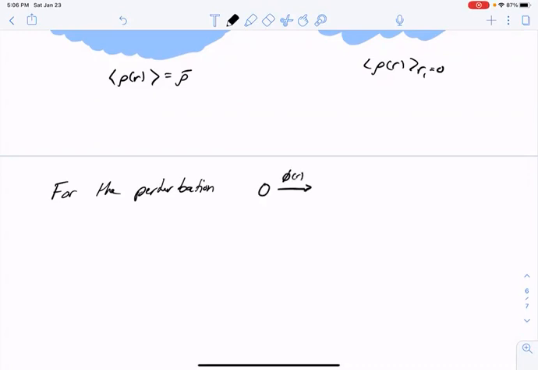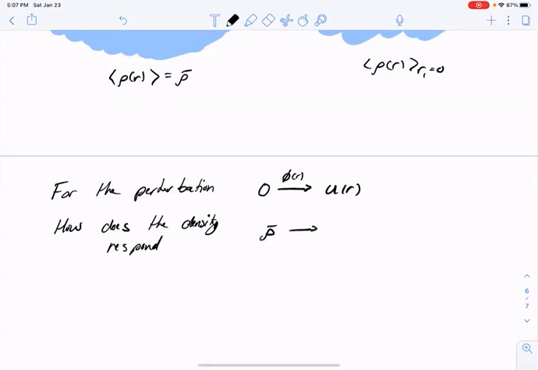The specific potential we're going to add is the interaction potential that the ions interact with, some Coulomb potential, call it U of R. And we can ask, given that perturbation, how does the density respond? So the initial bulk density at the origin will go to some conditioned density, which is characterized by the g of r.